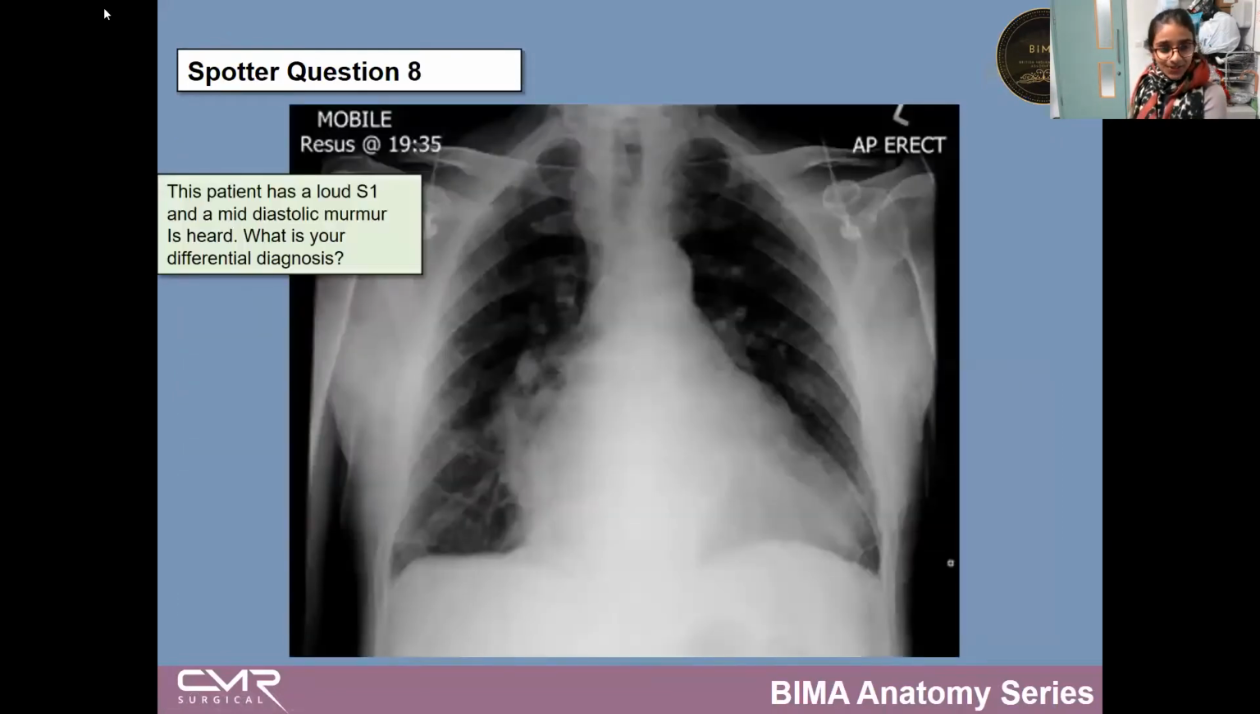Last question, kind of tricky actually. So we'll finish on a good note if someone can get this right. I'll be really impressed.